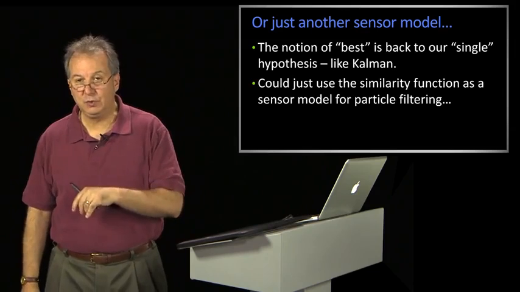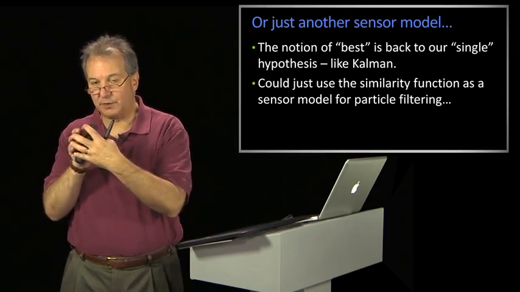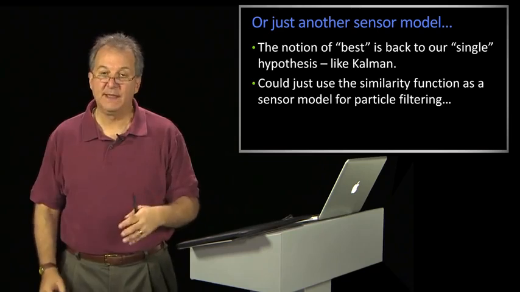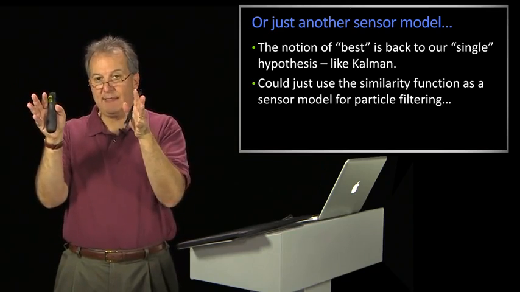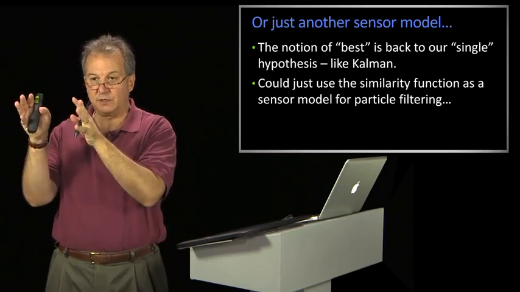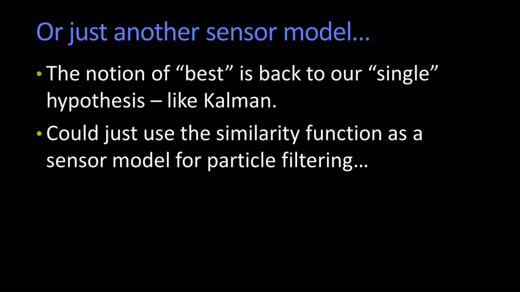We could just use this similarity function, the matching function of the color distributions, as the sensor model for particle filtering. That is, your particles spread out, and they want to say, well, what's the probability of getting this sensor measurement if that's actually my state? Well, you can simply say, well, it's just a measure of how close the color distribution is using that Bhattacharya distance or some other way of comparing distributions.